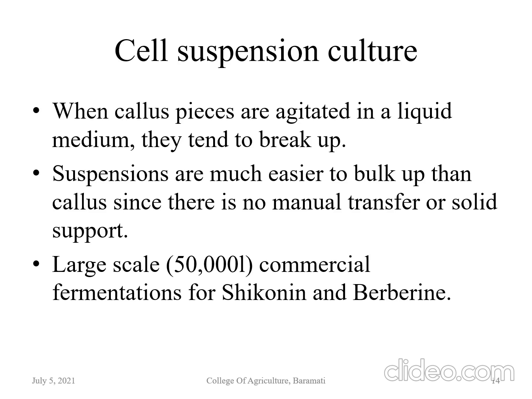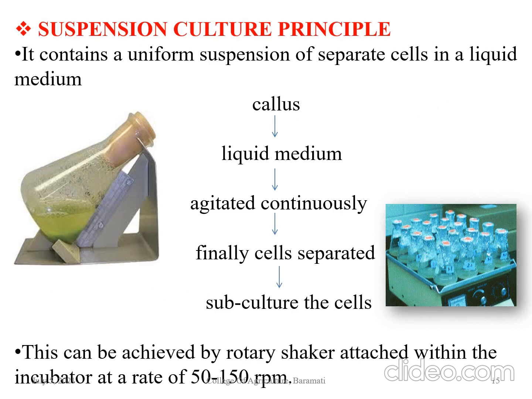Large scale commercial fermentations of shikonin and berberine are commercial examples of suspension culture. Around 50,000 liters of these secondary metabolites can be produced in commercial fermentations in a bioreactor using cell suspension culture. This is the principle of suspension culture.